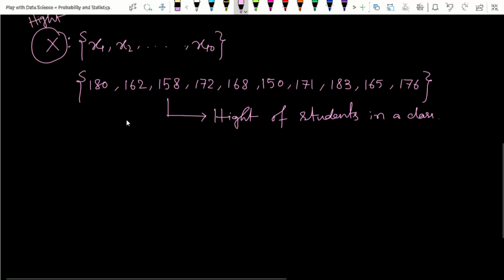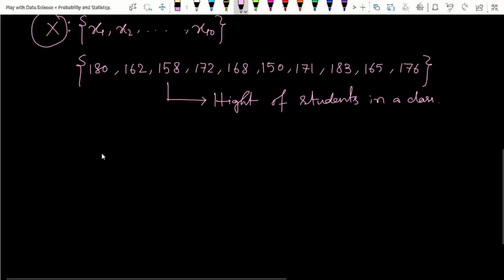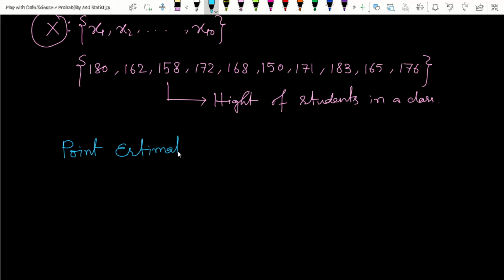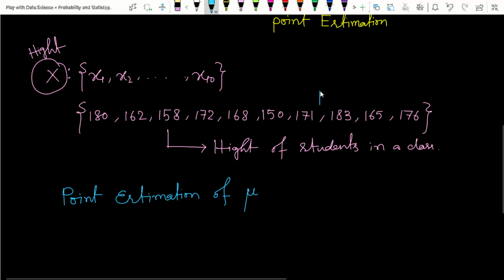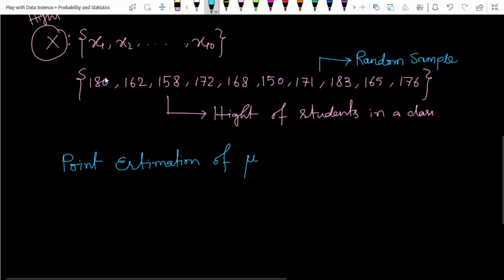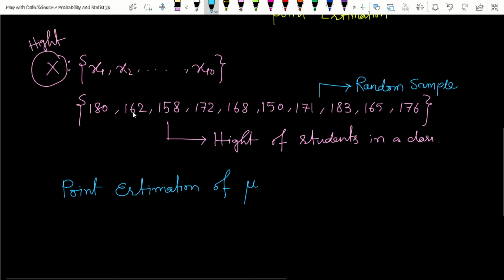Now the point estimation tells us the estimation of mu, meaning the population mean. If we find the population mean, this is the random sample. This is one of the random samples. Point estimation of mu means point estimation of the population mean of the random variable x.